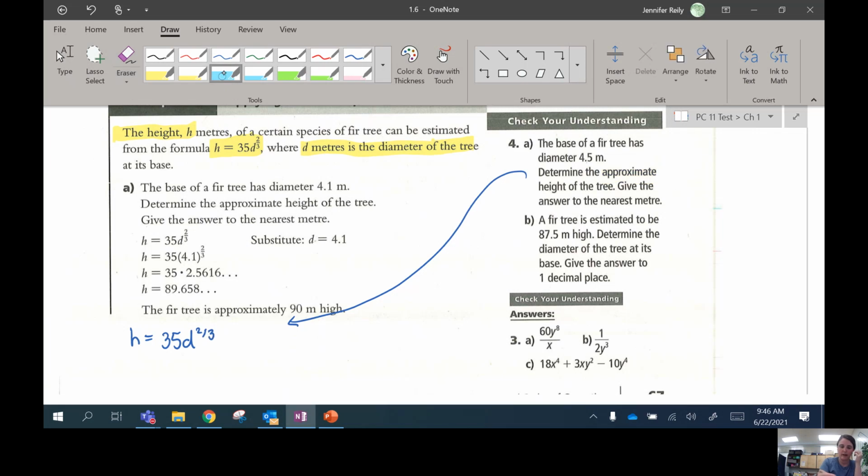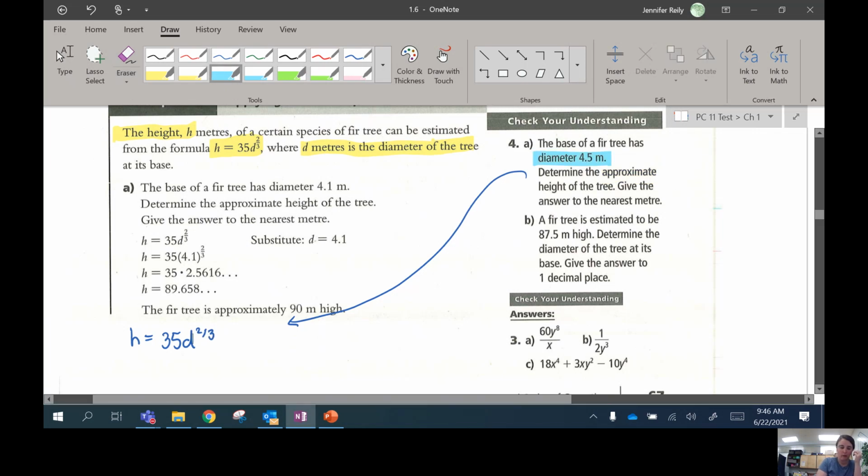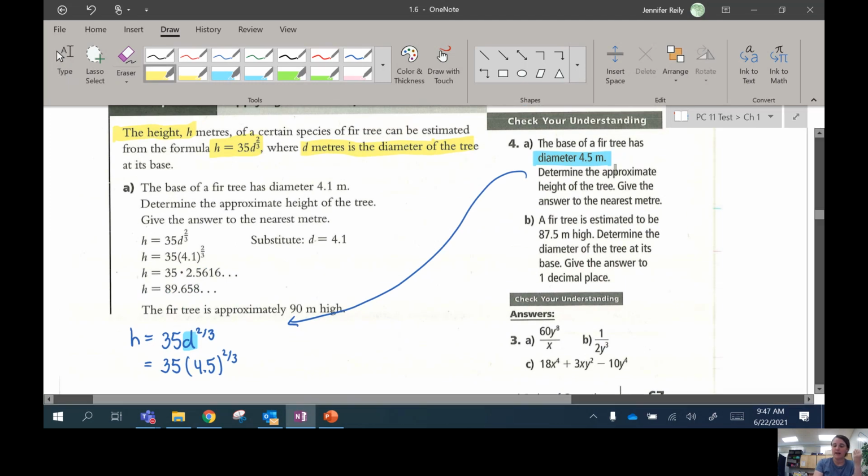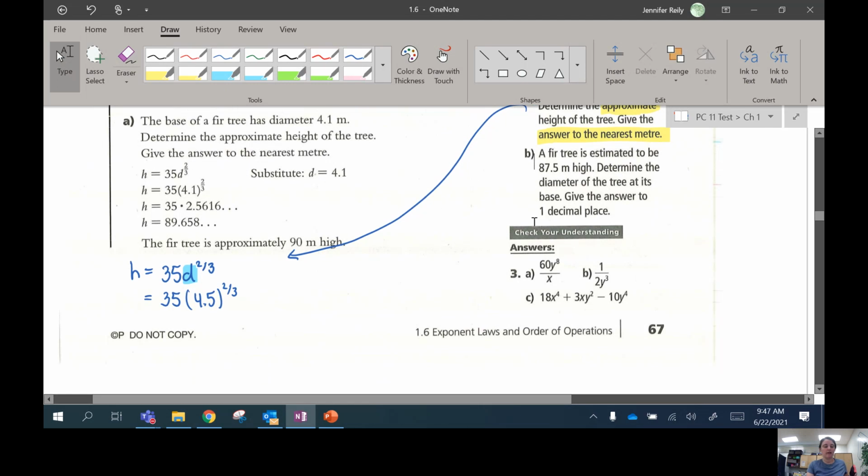Use a different color here. And we're told the diameter is 4.5. So we're going to replace the d in the equation with 4.5. I won't be able to evaluate that exactly, especially because the question hints at that saying approximate and then give the answer to the nearest meter. So I know I'm going to be using a calculator for this. And BEDMAS tells me, so I've got a multiplication here between the 35 and the exponent, but BEDMAS tells me I need to do that exponent first.